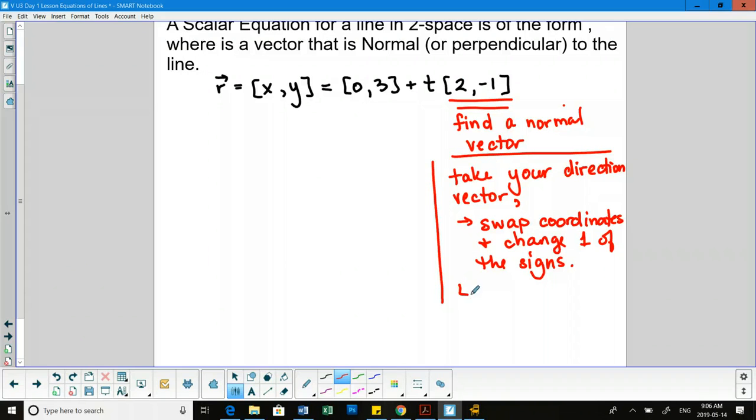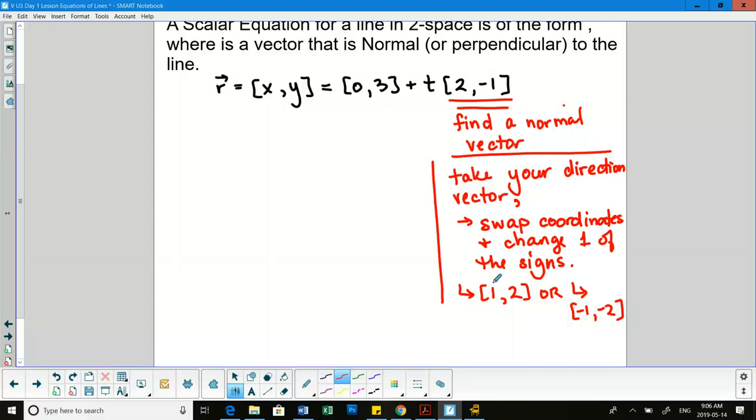So essentially, if I swap, I get -1, 2. So one option could be if I switch the -1 to +1. So 1, 2 could be a normal vector. Or if I swap the coordinates and I make the +2 negative, I could also have -1, -2. Okay? You can always check your work by dotting it and just ensuring that you get 0.